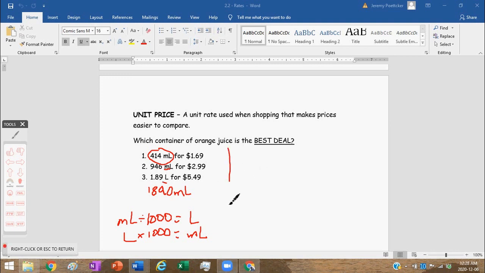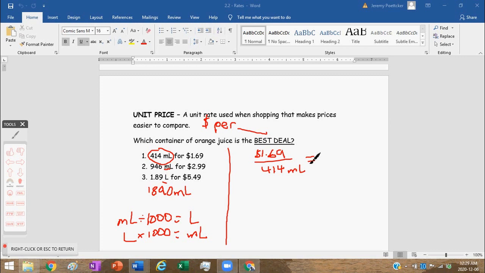All right, so let's take a peek. First one. So my volume, as always, is going to go on the bottom of my fraction, and my price will go on the top. So it's always going to be dollars per whatever it is: dollars per orange, dollars per egg, dollars per gram, dollars per milliliter. All right, so I've got $1.69 per 414 milliliters. And this is going to be equal to, when I divide them both by my very specially chosen number of 414, a very tiny number.